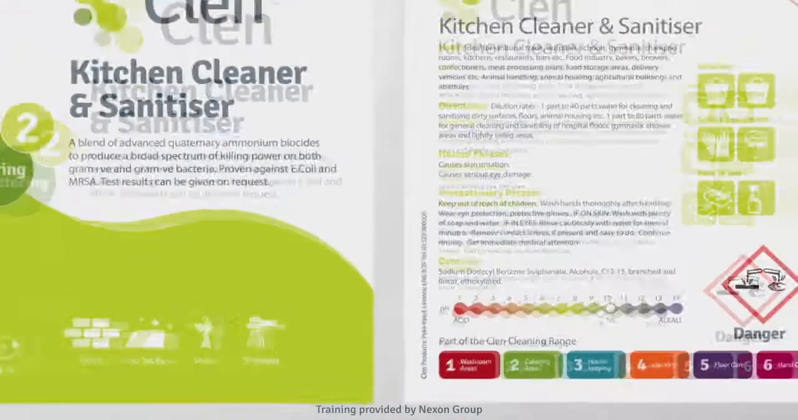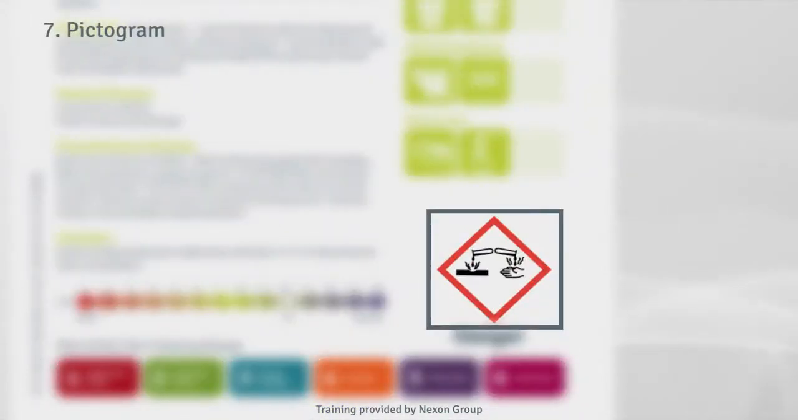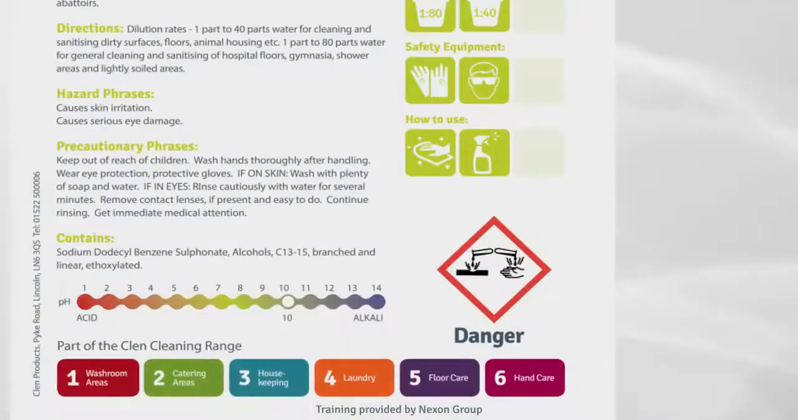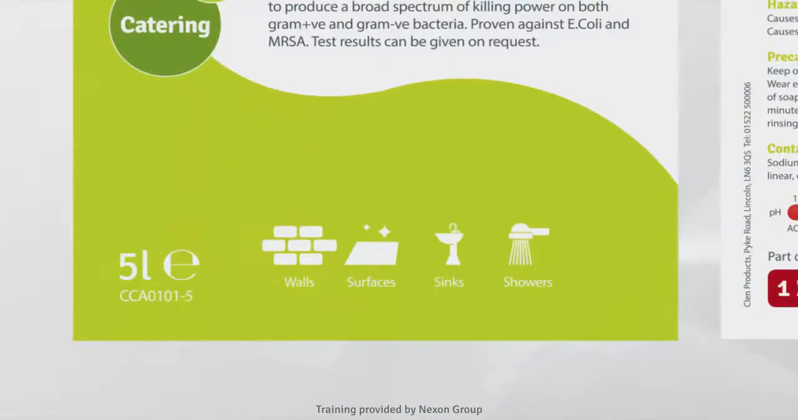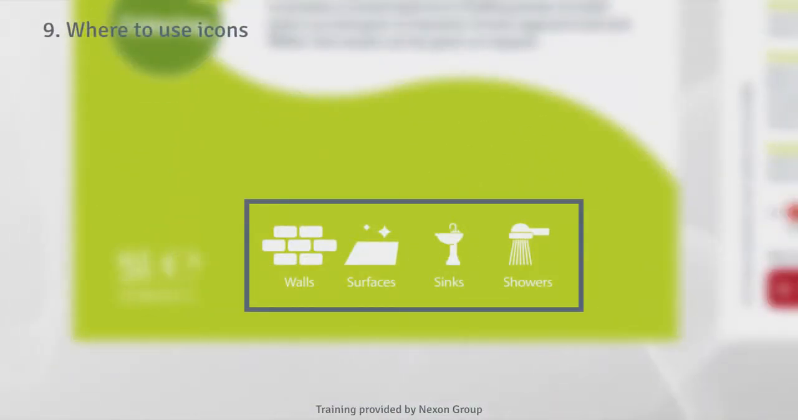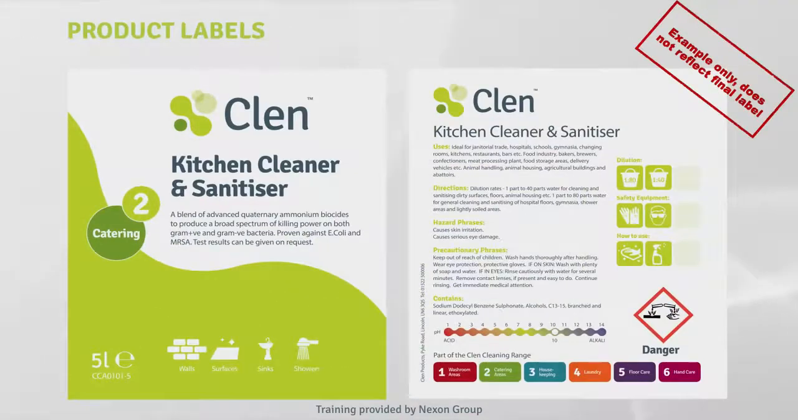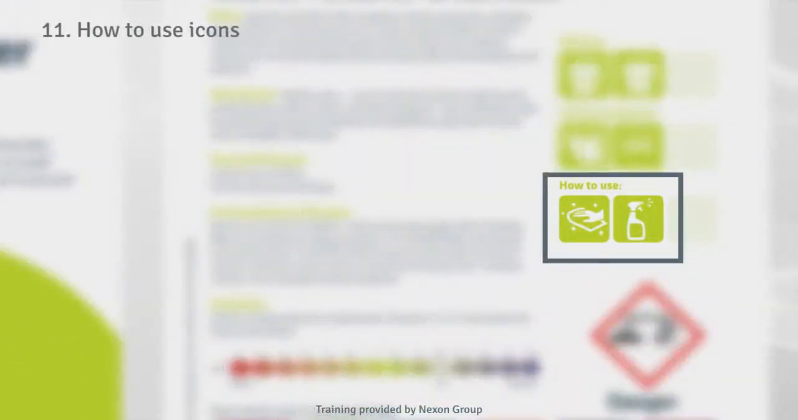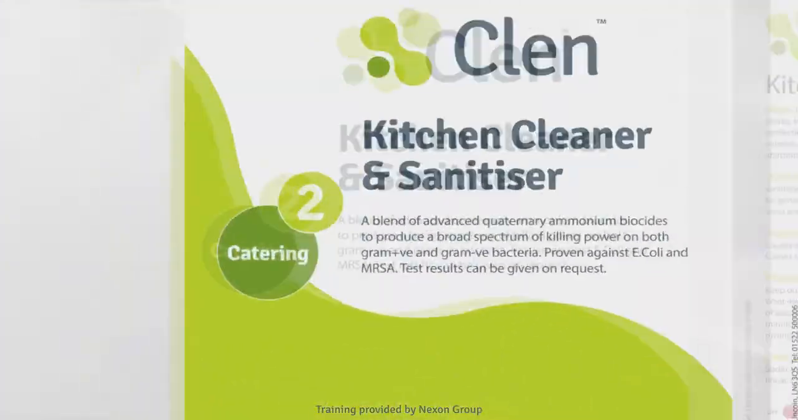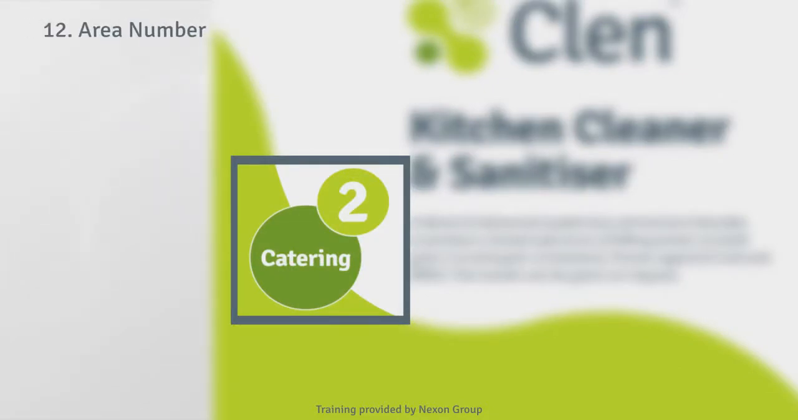Here we show the supplier name and contact details. Here we show the pictogram, if applicable. Here we show the signal word. The signal word represents the severity of the hazard, danger for less hazardous products, and warning for the more serious hazards. On the CLP product labels, you will always find the where to use icons to quickly identify correct usage areas for the product. Here we show the recommended safety equipment. Here we show how to use icons. Here we show the area number under the CLP color coding system.